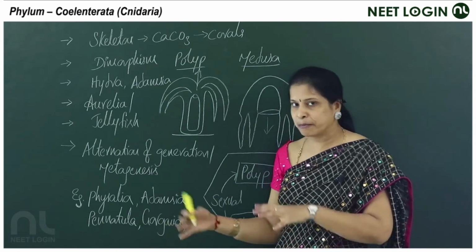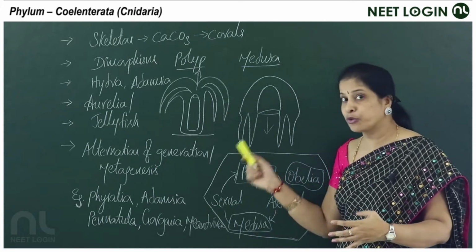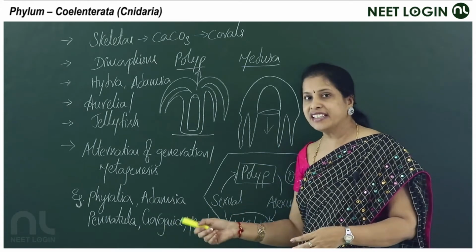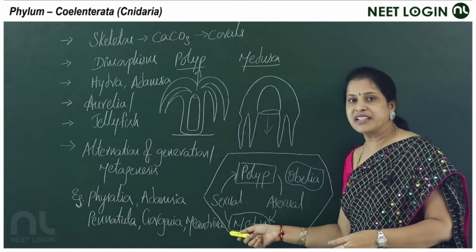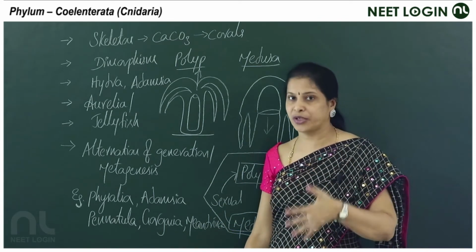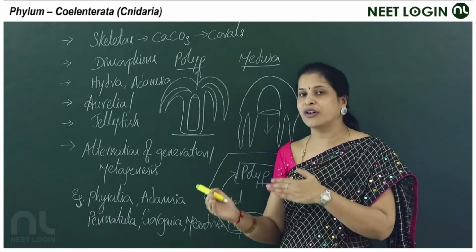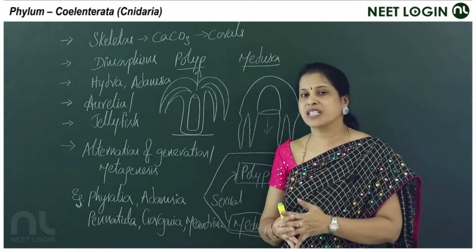Pennatula, sea pen. Okay, already I told you mostly they are marine. Gorgonia, sea fan, it looks like a hand fan. And Meandrina, it is a brain coral. As I said, the corals are the semi-precious stones.